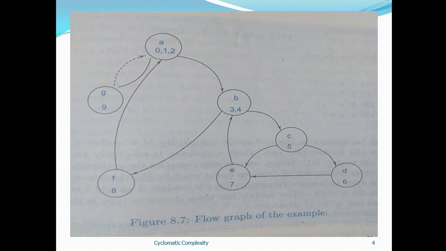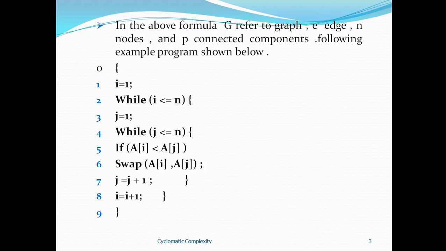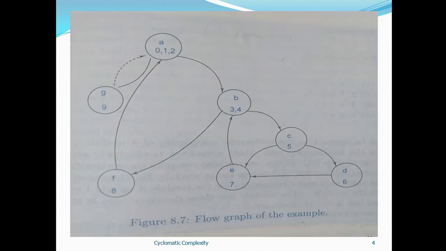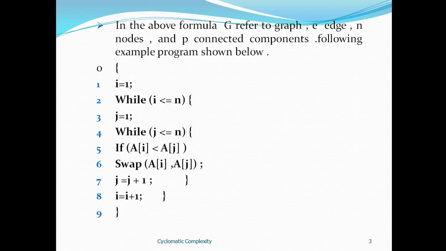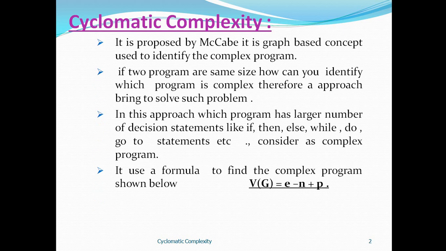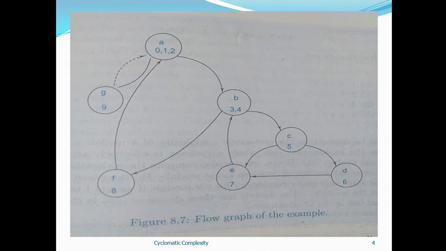So C to D and D to E, right? D to E. After swapping, the value j equal to j plus 1. D to E, and it will be over. The first statement is over. So it is closed: the seventh statement, j equal to j plus 1, which is available in the E node.